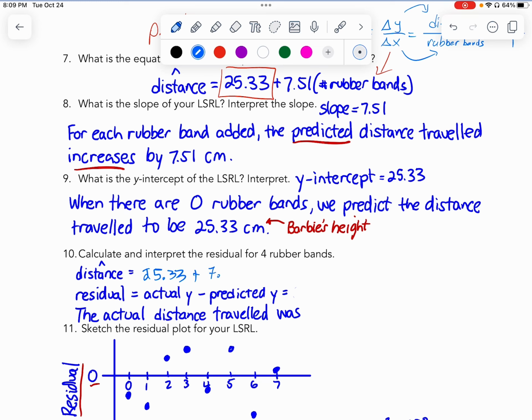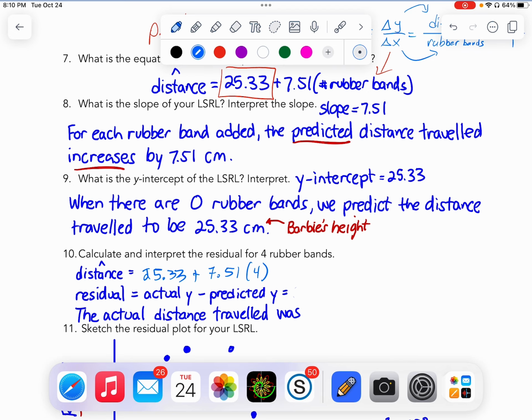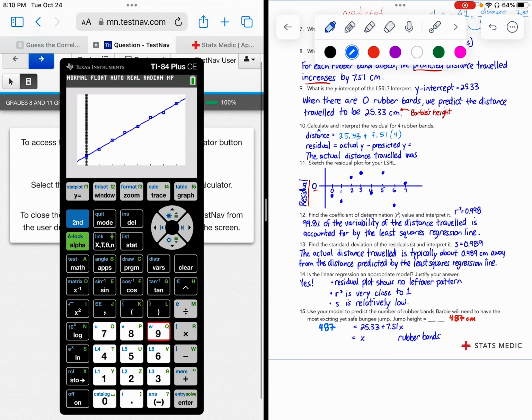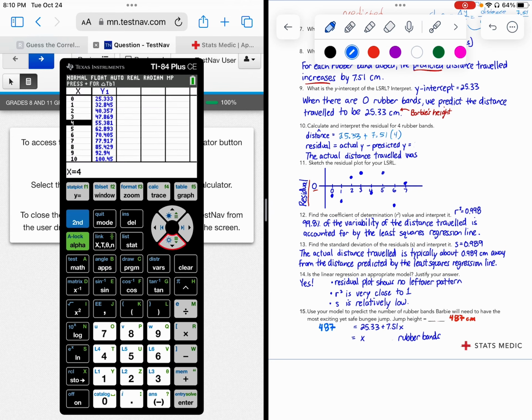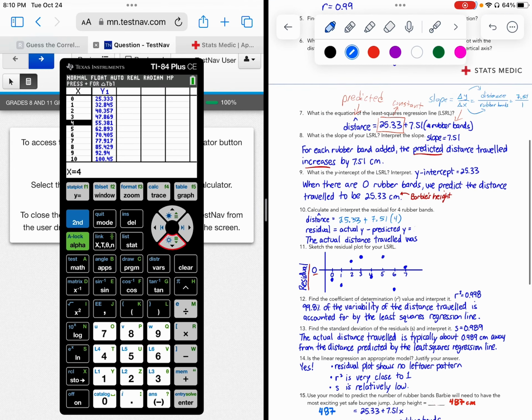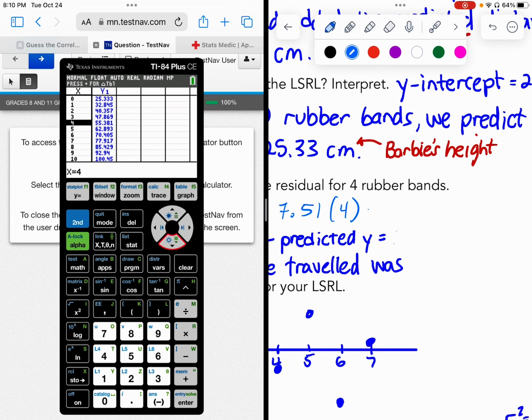Plus 7.51 times 4 rubber bands. You can do that on your calculator. You could also, on your calculator, if you want to take a little shortcut, just go to your table, second table, and go down to 4. And there it is, 55.38. Okay? Which I've got right here. So we would predict that she would fall 55.38 centimeters.